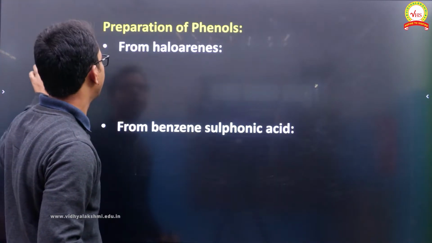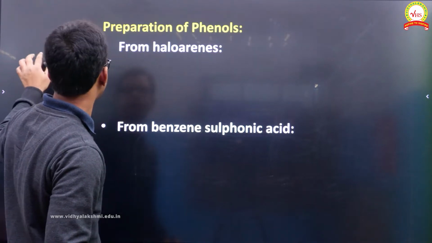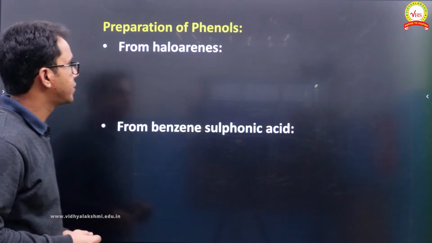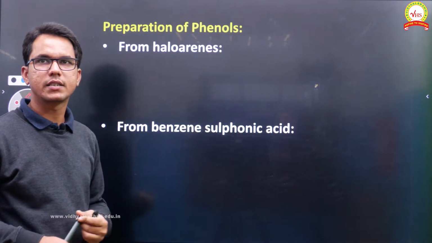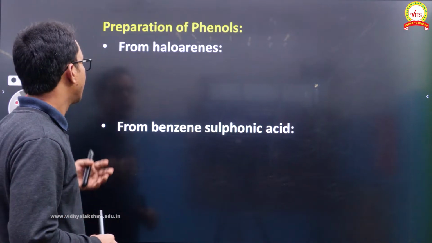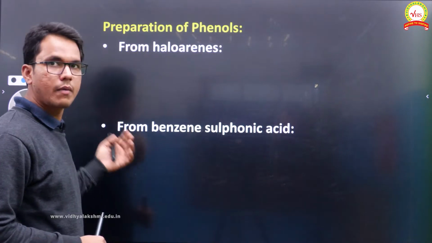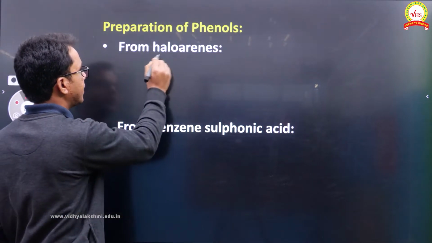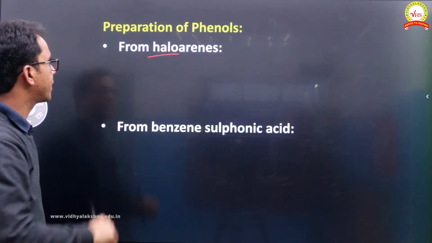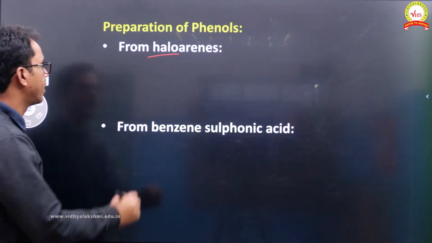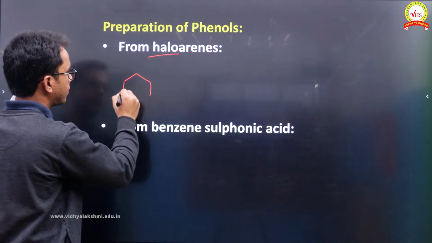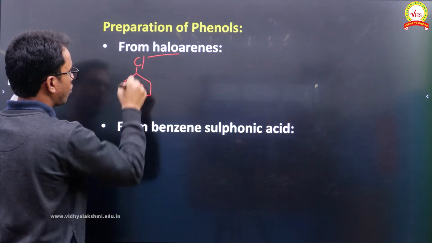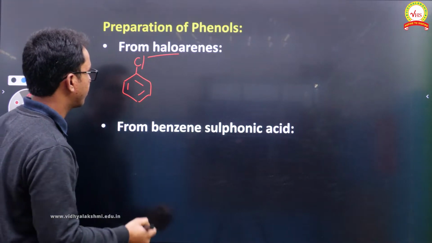In phenol. Let us see preparation of phenols. Now we have seen preparation of alcohols and the structure of alcohols, phenols and ethers. Now let us see preparation of phenols here. The first preparation method is from haloarenes. Let us take chlorobenzene over there.